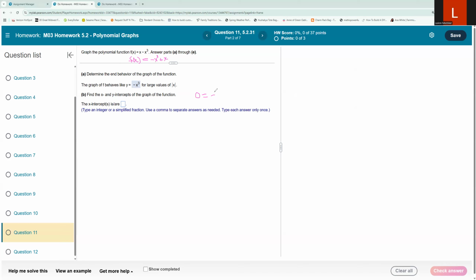So I can pull out, I always pull out a negative if it's my leading coefficient, and they both have an x in common. That would make this x squared minus 1. That factors again because that's a difference of two perfect squares. That would be x plus 1 and x minus 1. We set each of those equal to 0, so that's going to be 0, -1, and 1.